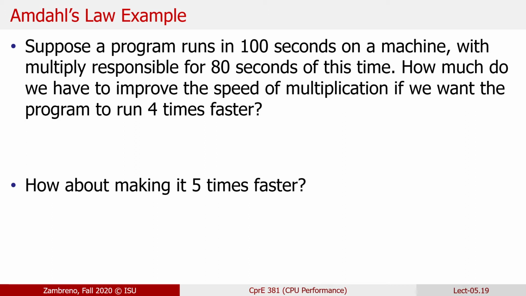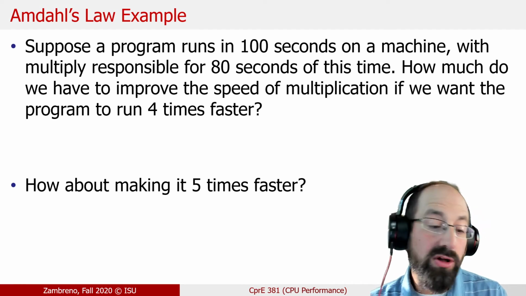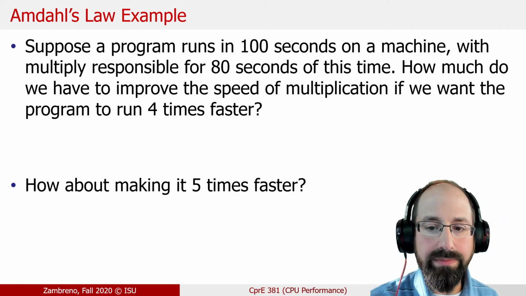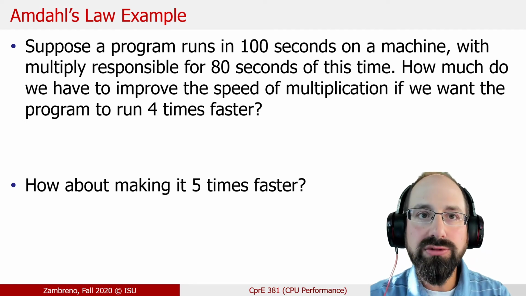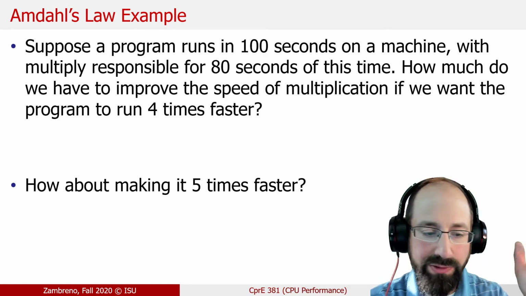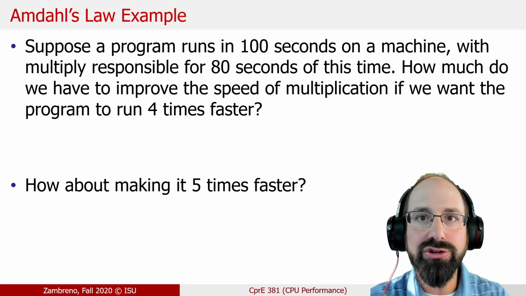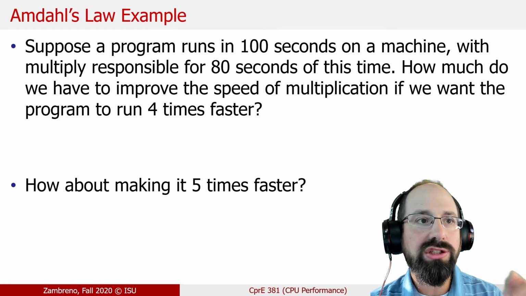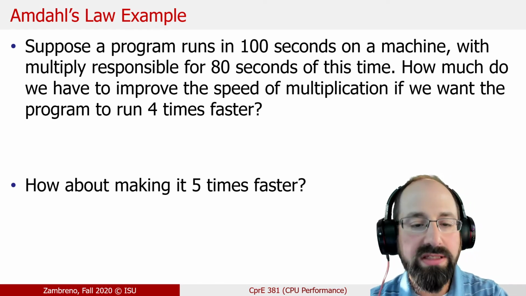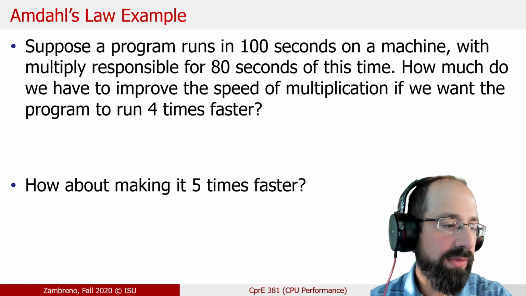let's take a minute here. So I'd like you to think about this question. I know this concept just came up. It's not something you've been studying for months. But just for a software optimization problem, suppose we have a program that runs in 100 seconds on a machine with multiplication responsible for 80 seconds of this time. The question asks, how much do we have to improve the speed of that multiplication, be it instruction, be it functional unit, doesn't matter, if we want the program to run 4 times faster? I'd like you to take a minute and try to plug that in.